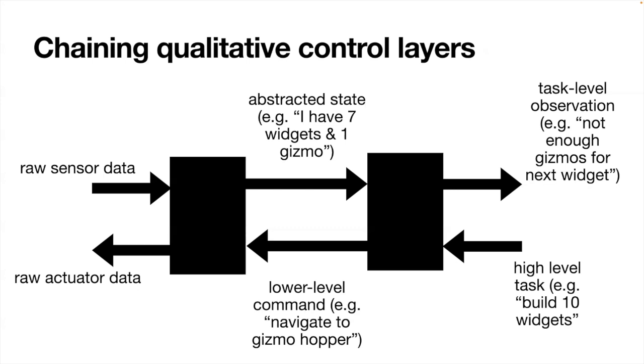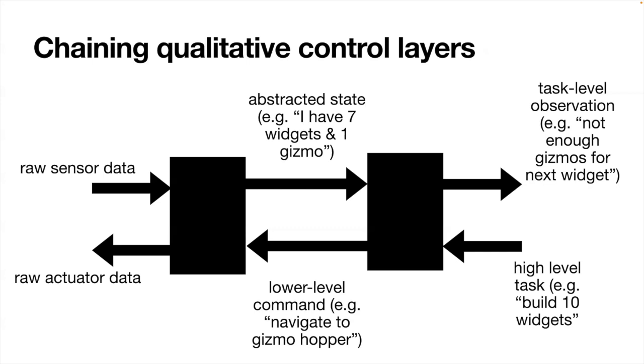Yeah, so if you have a state at this level, like I have seven widgets and one gizmo, and then I give it a high level command, like build 10 widgets, then this gives me the additional information which I need to translate this high level command down into a command at this level. Because if you already had 10 widgets, you would have to do nothing.